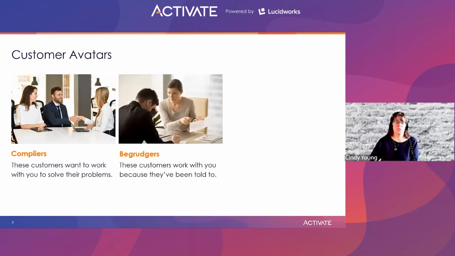You have begrudgers. Now, begrudgers are customers that have been told they have to work with you. They may have been hired behind their backs, or they may have been hired knowing that they're going to be hired, but they are temporary, and or your support is temporary, and they're there because they want to just get the job done, but they don't necessarily want to work with you. They're just working with you because they have to.